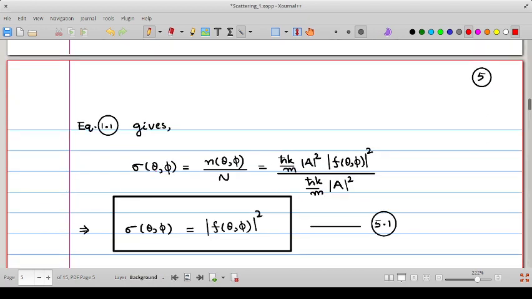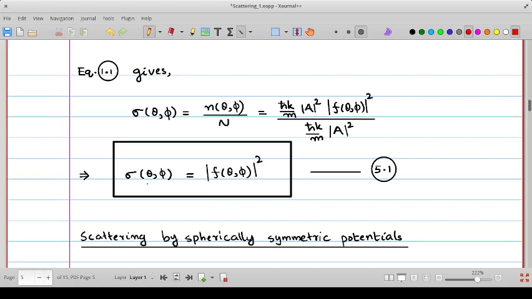Now the differential scattering cross section σ(θ,φ) is simply n(θ,φ) divided by N. So substituting for n(θ,φ) that we have calculated earlier, we have ħk/m times |A|² times |f|² divided by N, which is ħk/m times |A|². So |A|² gets cancelled, ħk/m gets cancelled, and we find the result. The differential scattering cross section σ(θ,φ) is the mod square of the scattering amplitude f.